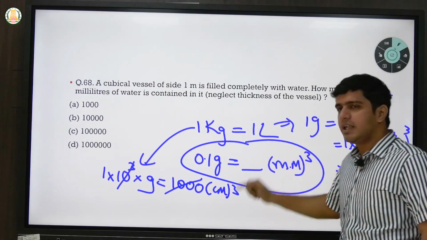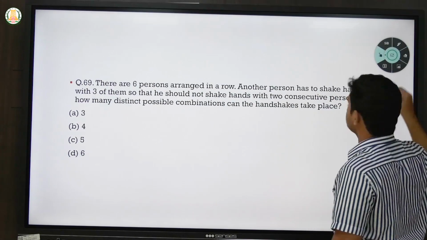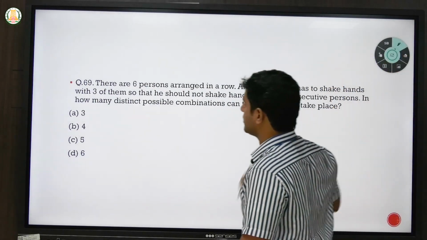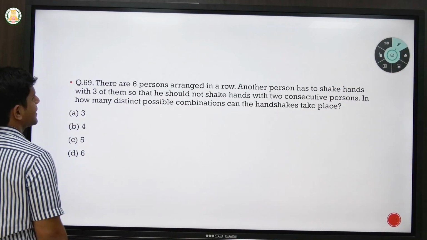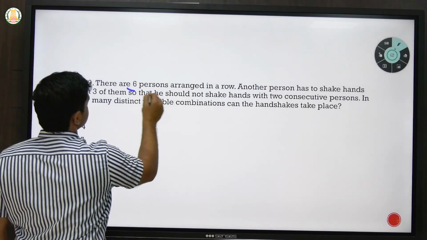So I think you will need that here also. Okay, so quickly for the next sum, it says there are 6 persons arranged in a row.